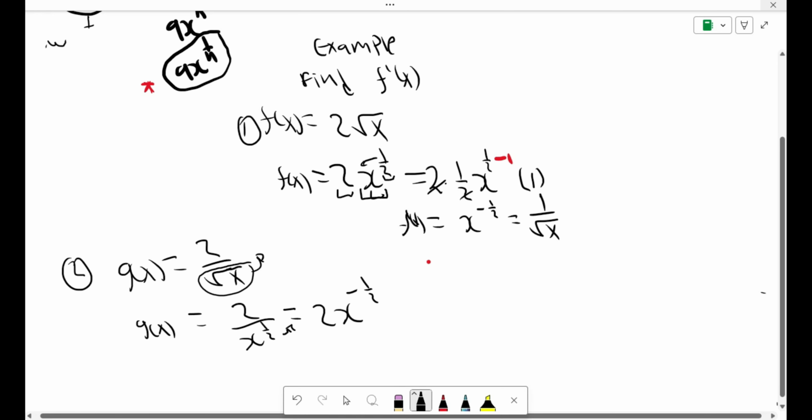Now let me say g prime of x then. G prime of x will be 2 times, we drop the exponent, x, the exponent negative 1/2 minus 1, and then times the derivative of the inside, which is 1.